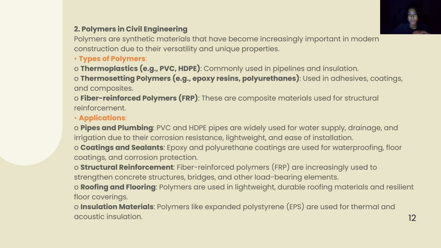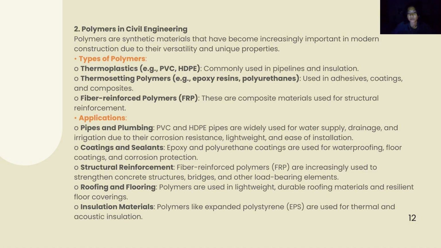The last types of polymers is fiber reinforced polymers or FRP. These are composite materials used for structural reinforcement. After the types of polymers, we have to know where we get an application. What's the application of polymers? And I gave you the four applications of polymers. The first one is pipes and plumbing.